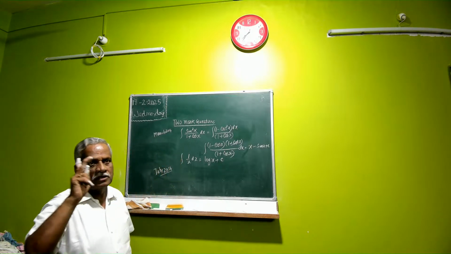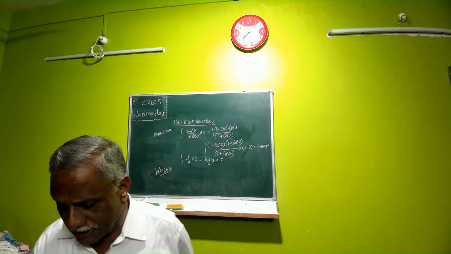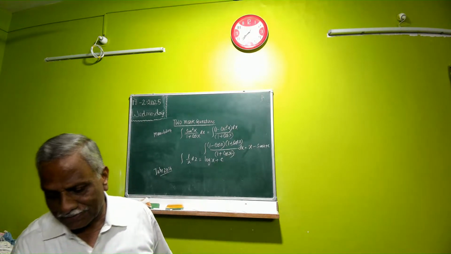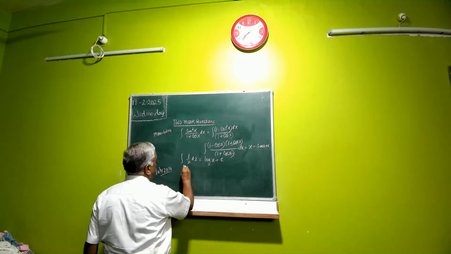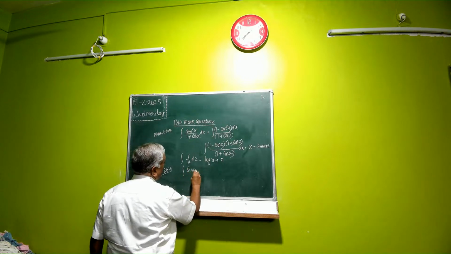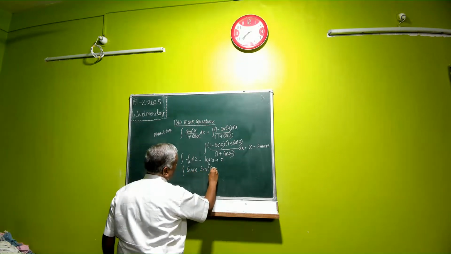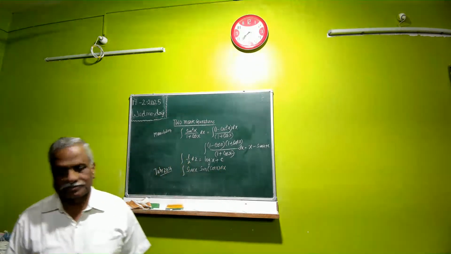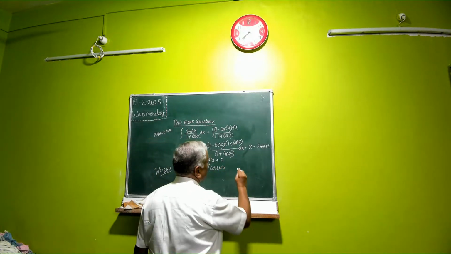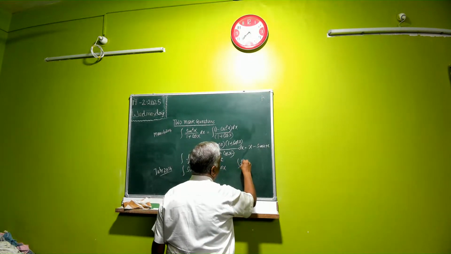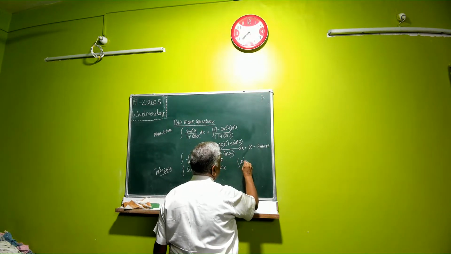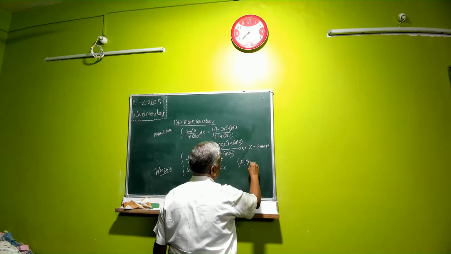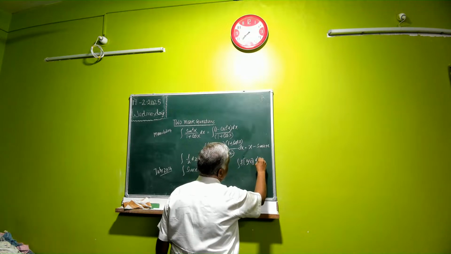So we get 1 mark, 1 question, 2 marks, 2 questions. This is another very interesting problem: sin x into sin of cos x dx. I've given you a formula: f of g of x into g dash of x dx.